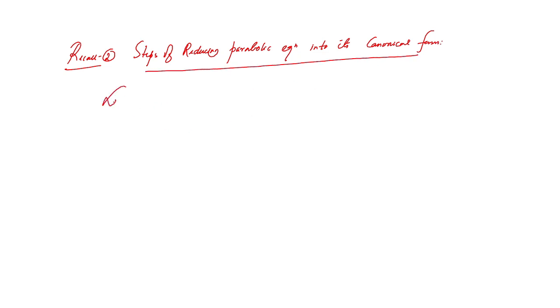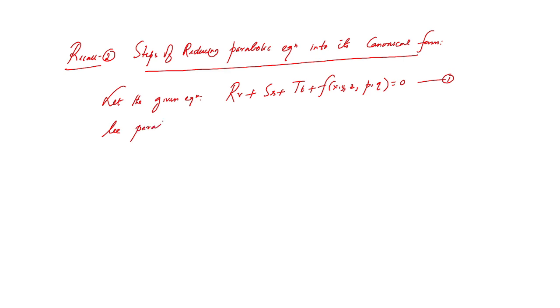So let the given equation be R r plus S s plus T t plus f(x, y, z, p, q) equals to 0, this is equation 1, be parabolic. Be parabolic, so that means S square minus 4RT equals to 0.